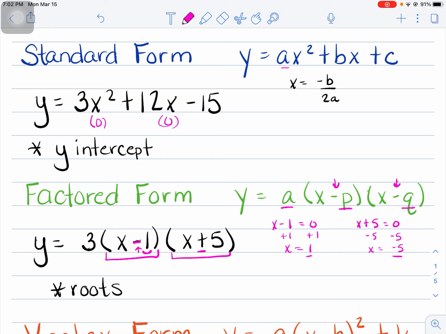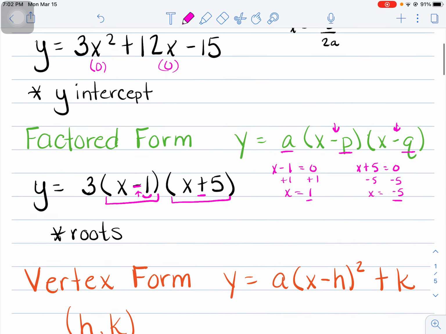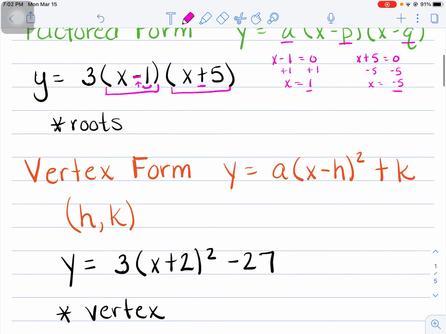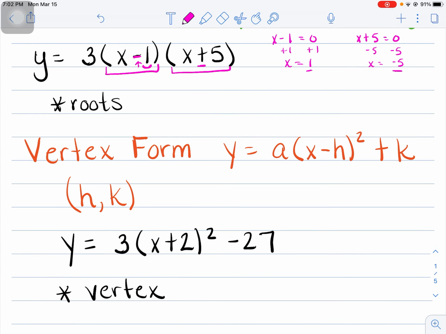So these are really good to find roots. Really quickly, you know immediately where they hit the x-axis. And we'll talk a little bit about how to graph these shortly. The third form is called vertex form. And just as the name intends, it is very good for finding the vertex.